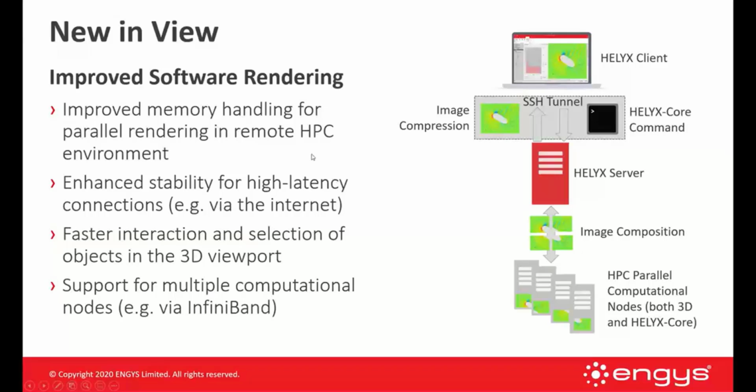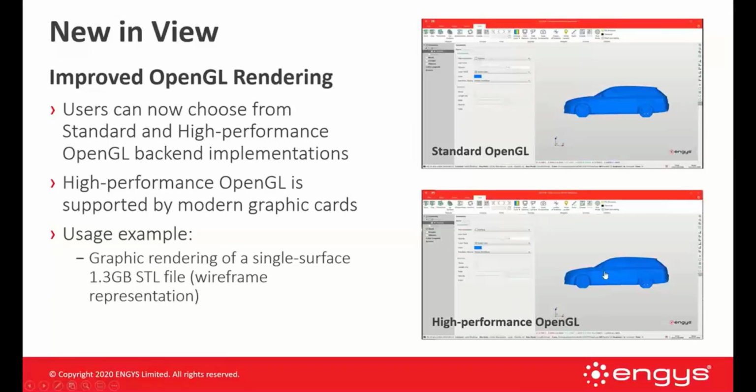What we did was to improve the memory handling for large cases in case of HPC, to enhance stability for high latency connections. So, for example, if the SSH tunnel goes over the internet, we made the interaction faster, the selection of objects in the 3D viewport much faster, especially for geometry cases, and we support multiple computational nodes, for example, using InfiniBand. If you don't want to do software rendering, you can do OpenGL rendering, and in the new version, we now let the user choose from standard to high performance OpenGL backend. So we have a new implementation, and high performance OpenGL is usually supported by modern graphic cards, but we leave the standard as default for legacy systems.